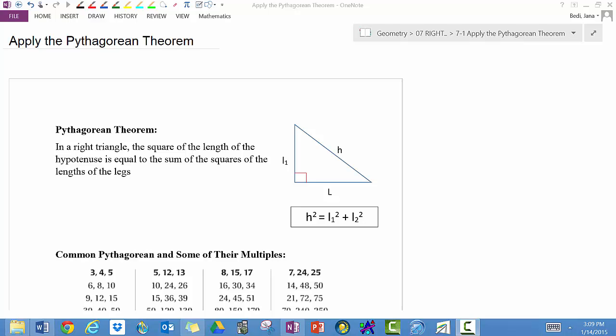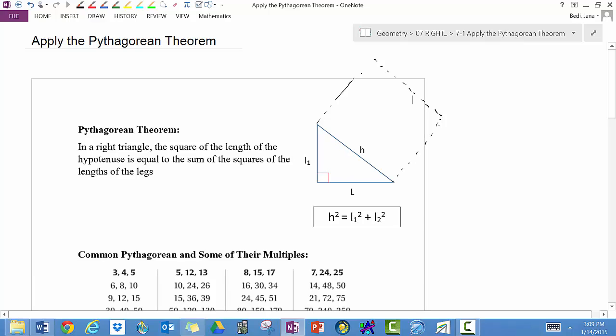In this section, you'll be learning how to apply the Pythagorean theorem, but the Pythagorean theorem is only used for right angle triangles, and it's very important to remember this. The Pythagorean theorem is used only for right angle triangles, and it can be proven that if you have a square on the hypotenuse of a right triangle, and remember the hypotenuse is the side that faces, or is opposite to, the right angle.